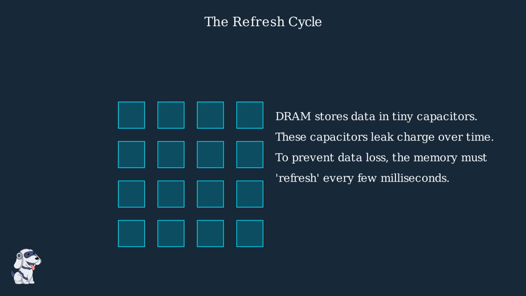DRAM stores data in tiny capacitors. These act like miniature batteries, but they are not perfect. They naturally leak charge over time, meaning the data they hold will disappear if left unattended. To keep the data intact, the system performs a refresh cycle. Every few milliseconds, the controller reads the charge level of every cell and immediately writes it back to full capacity.